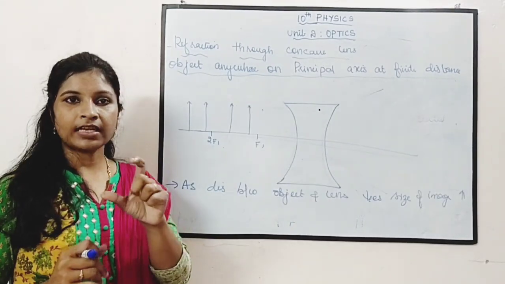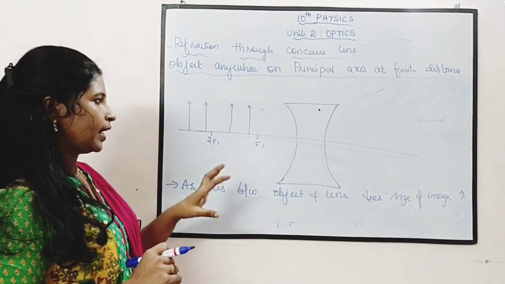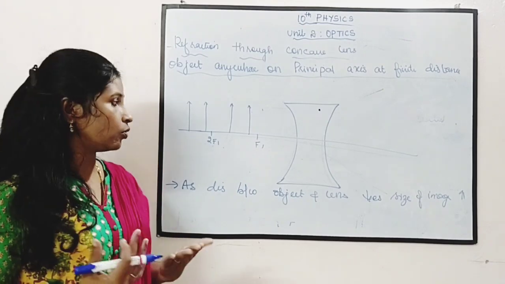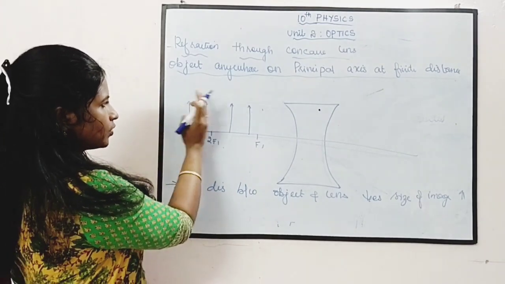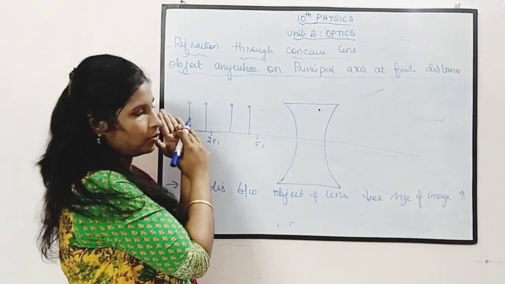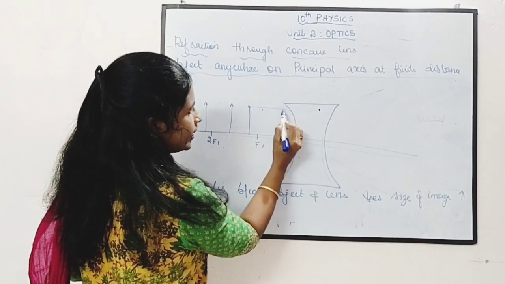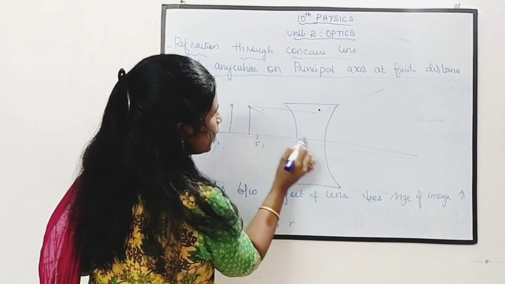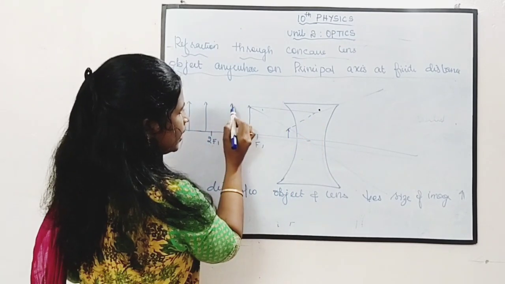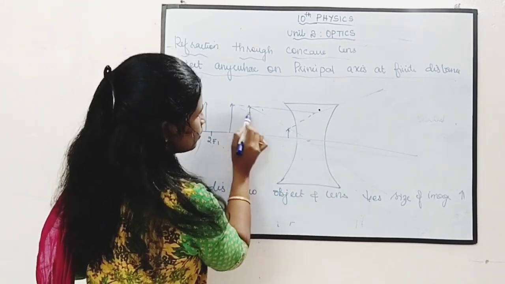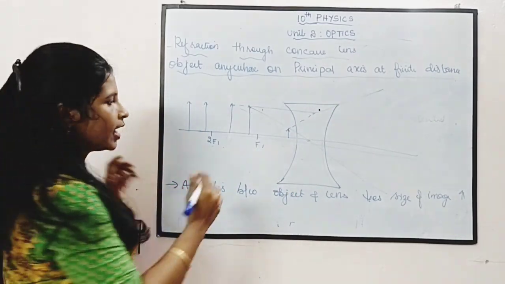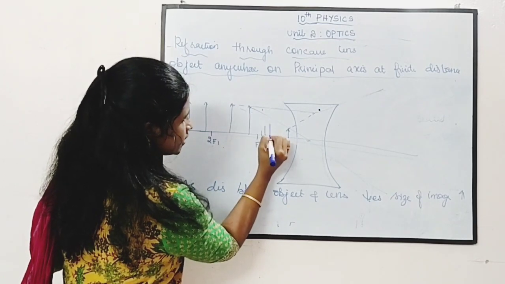So, I have explained only one image in the last. If I place it in between 2f1 and f1, what is my image? Okay, now I am placing so many objects like this. Everything we can draw like this. Here it will be like this. When it passes through the center, when this crosses, you will be getting the image over here. Similarly, when we trace these lines, we will be getting images like this.